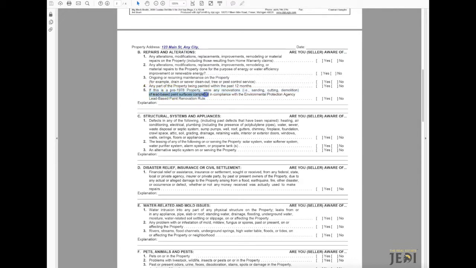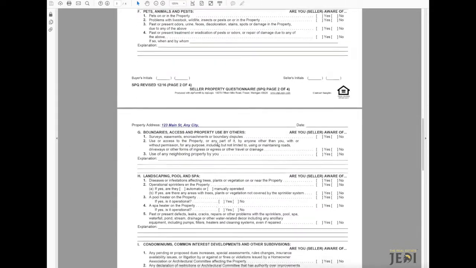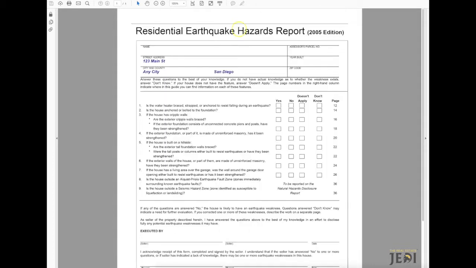So if you don't know, maybe put yes, and then to the best of my knowledge, yes. Anyway, whatever you check yes or yes to, please make sure you complete the explanation to complete the form. And if you have any questions, let us know. Next one, earthquake hazard reports.